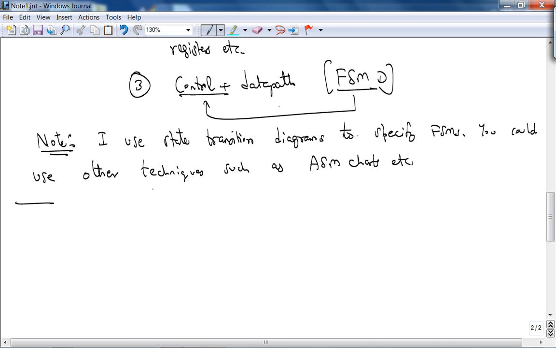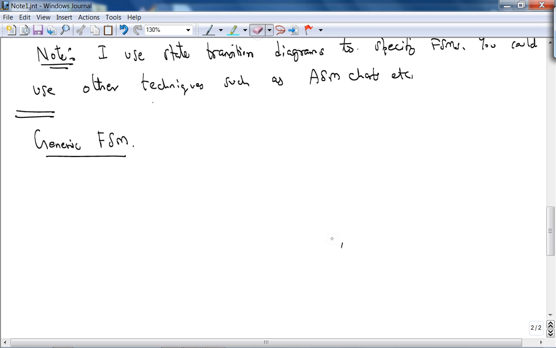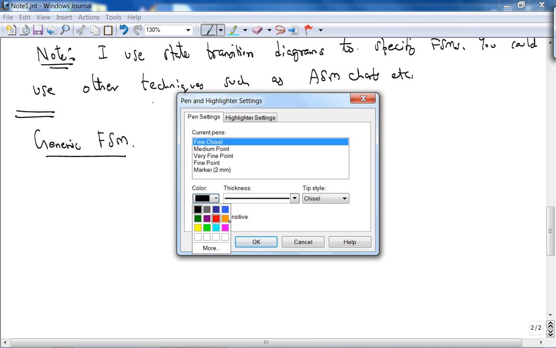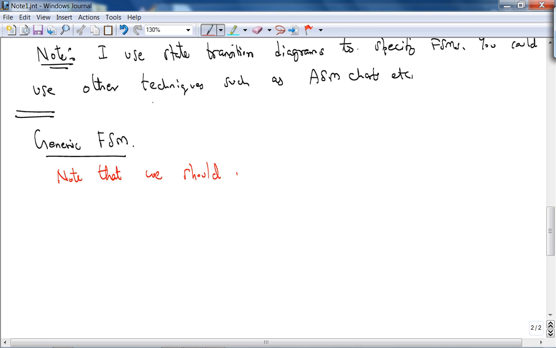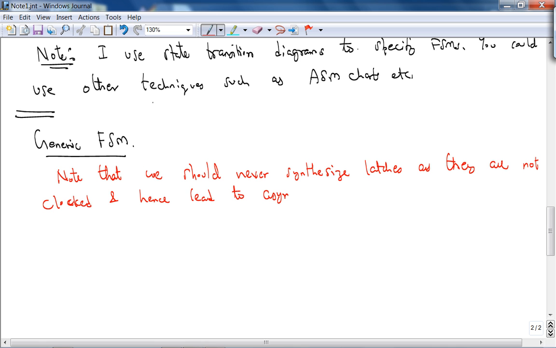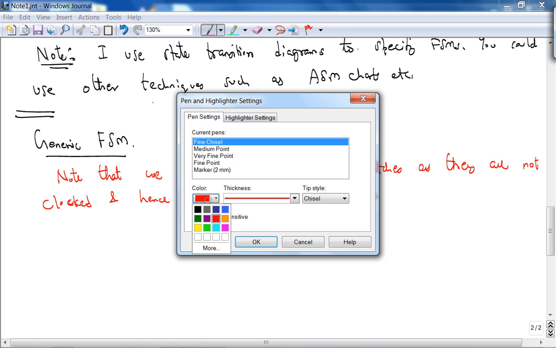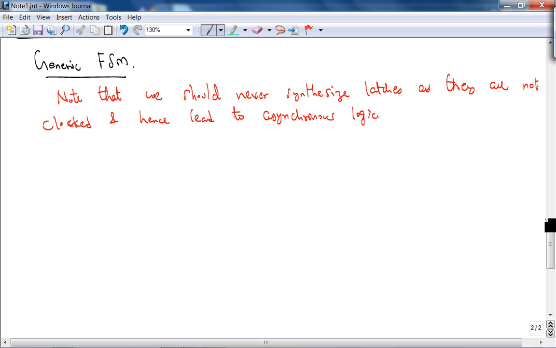All right, let's look at the generic finite state machine. It's highly recommended that you understand this picture and the subsequent VHDL hardware so you avoid synthesizing latches. Note that we should never synthesize latches, as they are non-clocked memory elements and hence lead to asynchronous logic. Asynchronous logic is bad because state changes do not take place on a clock edge, thereby leading to potential oscillatory or unstable behavior. So bottom line, never synthesize latches. Pay attention to the warnings that Quartus gives.